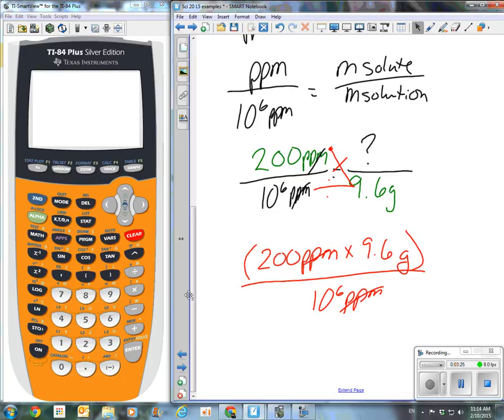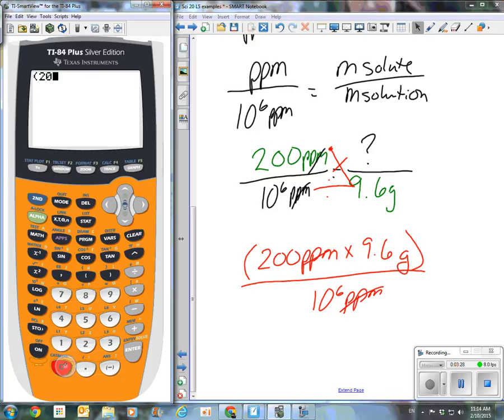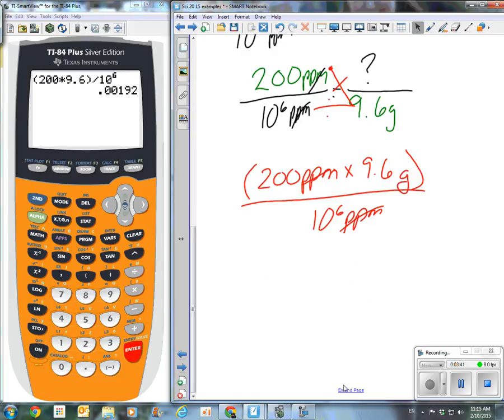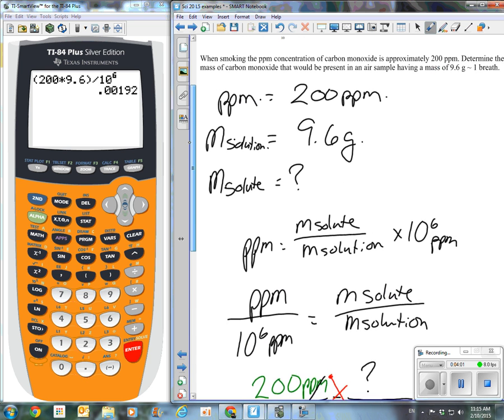So I'm going to put this in my calculator: 200 times 9.6, all divided by 10 to the power of 6. Enter. So 200 times 9.6 divided by a million, beautiful, gives 0.00192 grams.